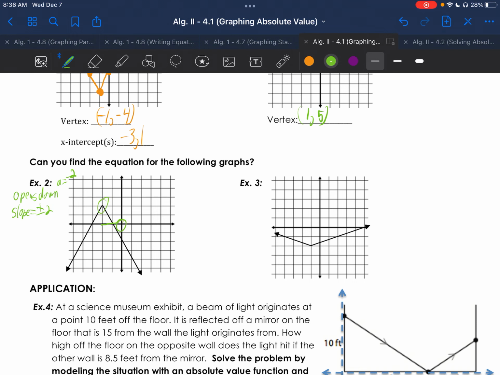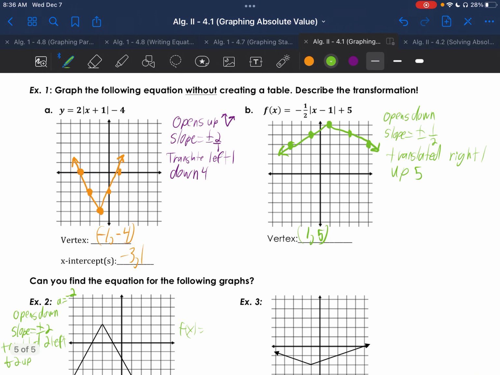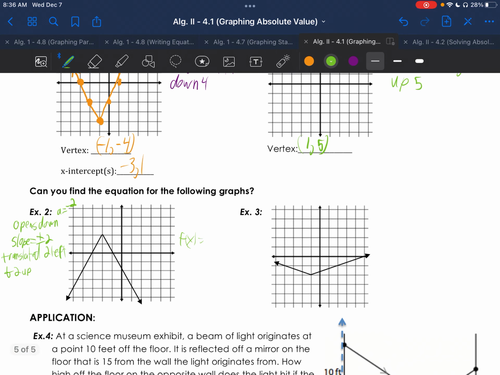Then we can say, okay, well, where's the vertex? Instead of being at 0, 0, it's 2 to the left and 2 up. So it's translated 2 left and 2 up. So we can use that information, and now we can say, okay, well, f of x or y equals, I was making sure I was following the same notation we've been using. Either way, it's fine.